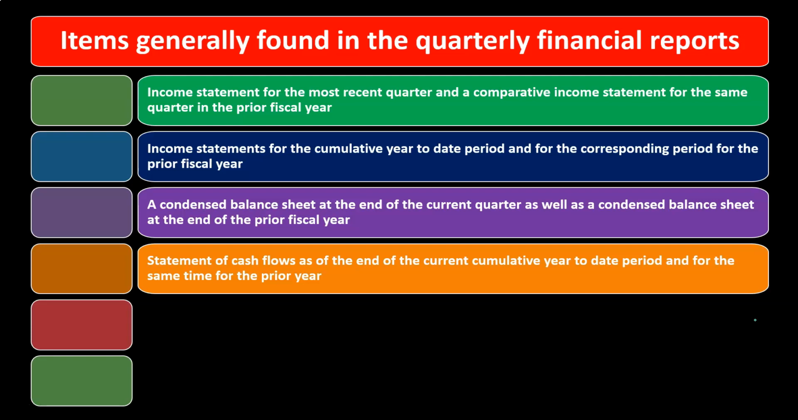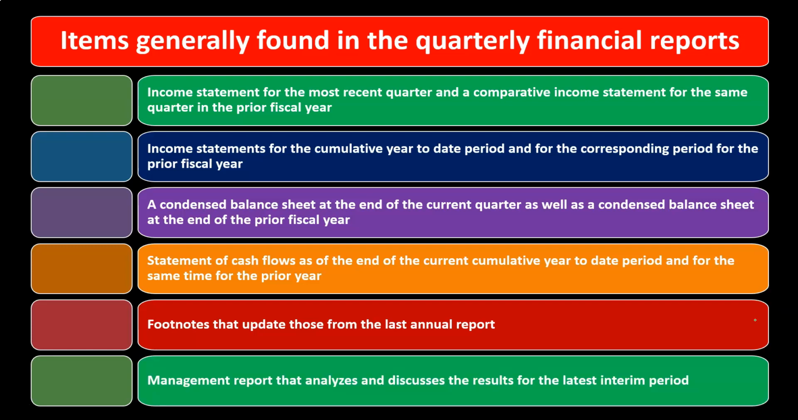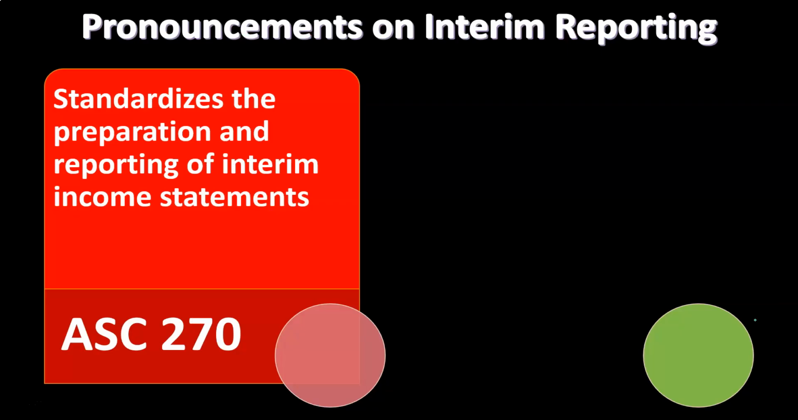to show that. Statement of cash flows as of the end of the current cumulative year-to-date period and for the same time period for the prior year. Remember, the statement of cash flows is a timing statement as well, not a point in time. Footnotes that update those from the last annual report. So we want the footnotes for any updates that are necessary since the last annual report. Management report that analyzes and discusses the results for the last interim period.